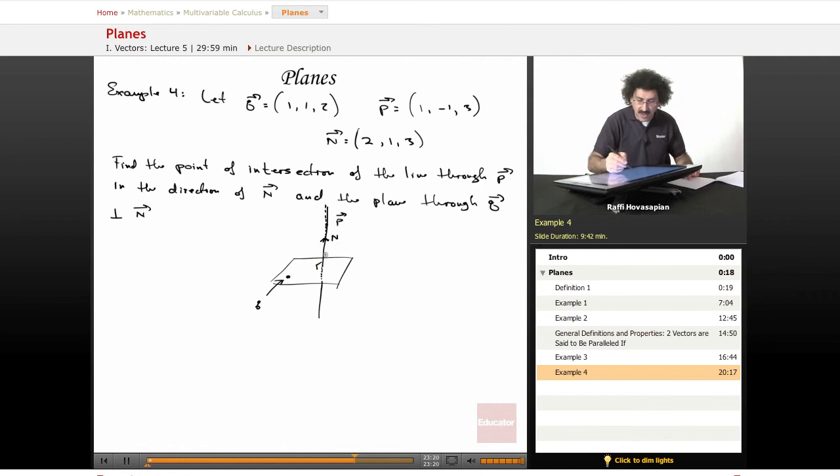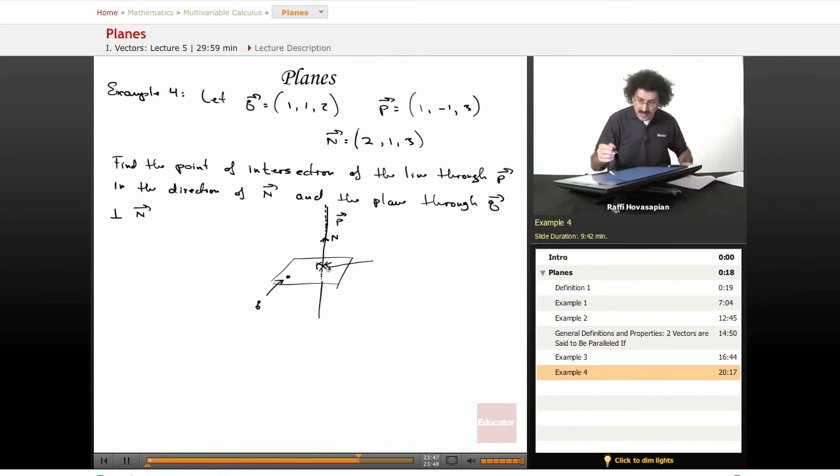N could actually be anywhere, it doesn't really matter. I just happen to put it right on top of the line. And it's perpendicular to, passing through P in the direction of N, and the plane through Q and perpendicular to N. So what we're looking for is basically this point right here, this point of intersection, this X. Where does the line actually cross that plane? Okay, so let's see what we've got here.